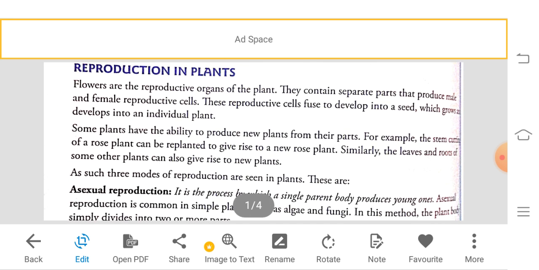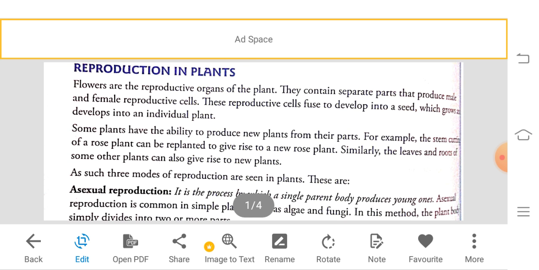So in this 7th class we are going to see the reproduction process in plants. In the previous chapters we have already seen what a reproductive organ in a plant is. The reproductive organ of the plant is the flower. Flower itself contains male and female reproductive cells, and these cells fuse together to form a seed which grows into a new plant.